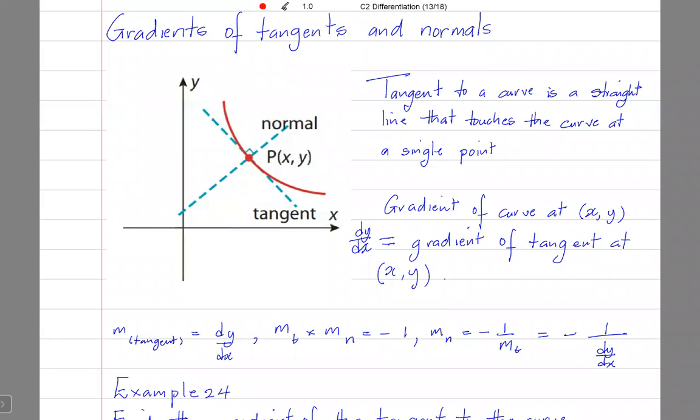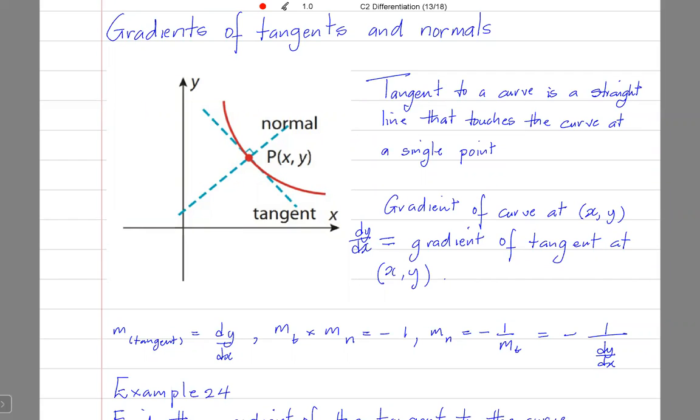All right, this says gradient of tangents and normal. Now, a tangent to a curve is a straight line that touches the curve at a single point. So, for example, in the diagram to the left, the tangent will be that blue line. It is a straight line that touches the curve at a single point. It doesn't cut the curve, it just touches it.